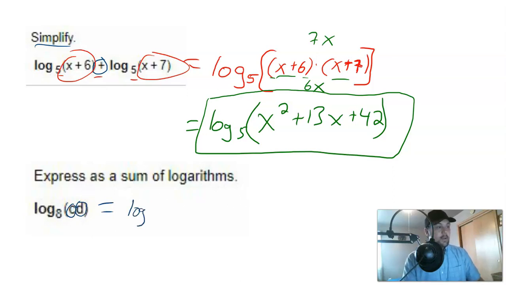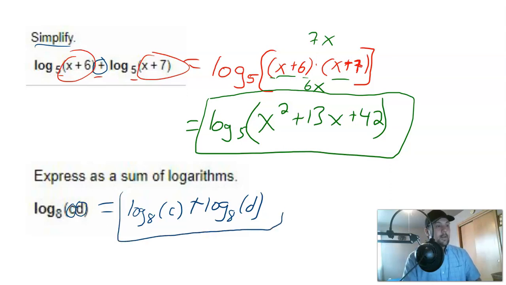So we will have log base 8 of c and log base 8 of d. And what are we going to do with these separate logarithms? Because these are being multiplied here, we will add these logarithms together. All right. And that would be our final answer. So that is how you add logarithms together into a single logarithm, or how you take a single logarithm that has things being multiplied and split them up into separate logarithms.